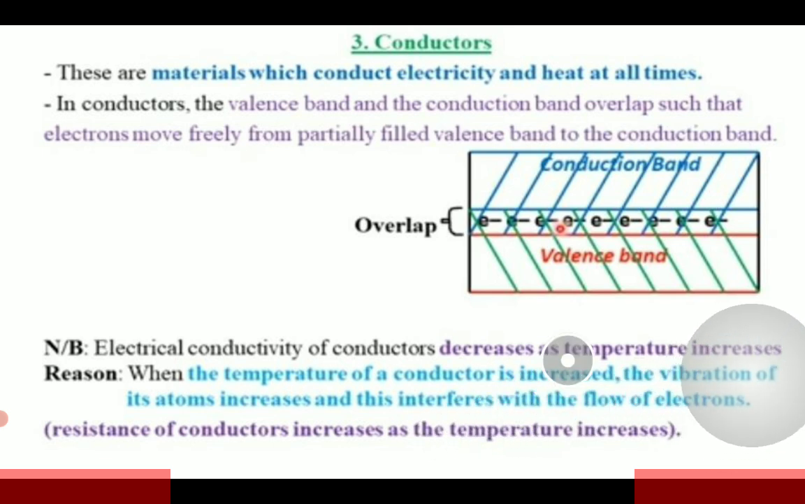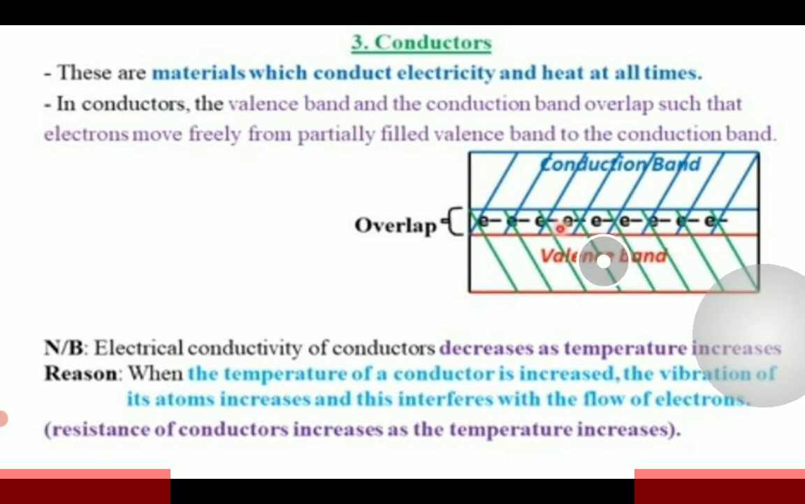Okay, so remember again that resistance is simply an opposition to the flow of electrons. So the higher the temperature, the higher will be the resistance. Therefore, few electrons will jump from valence band to conduction band. Therefore, the conductivity is going to decrease.